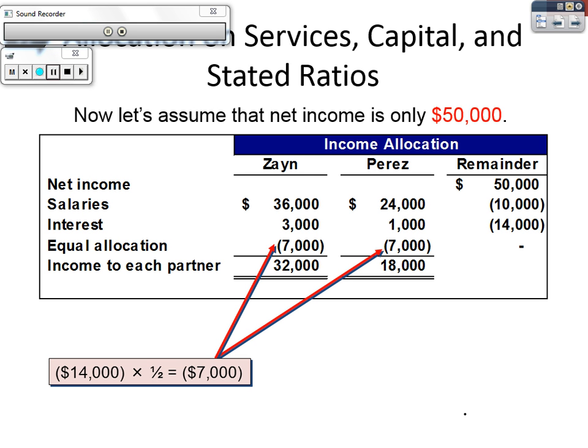So that means that Perez would only have how much remaining in his capital account after that? 3,000. Remember, what did he start off with? 10,000. So if we subtract that negative, he's only going to have 3,000 left in that capital account. From the 30,000 for Zan, they're going to have how much left? 23,000.